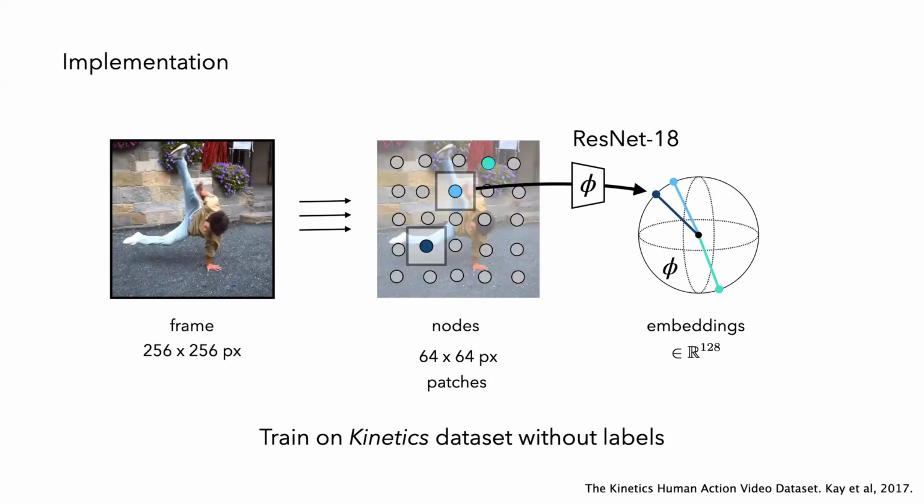In practice, as I said, we simply extract nodes by extracting a grid of patches from the image. And we map each of these patches to a representation using a ResNet encoder. We train the encoder on the Kinetics dataset without any labels whatsoever.